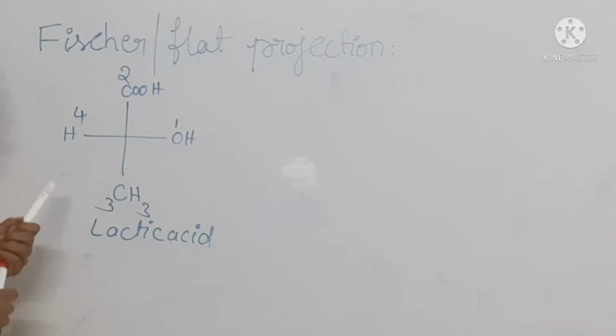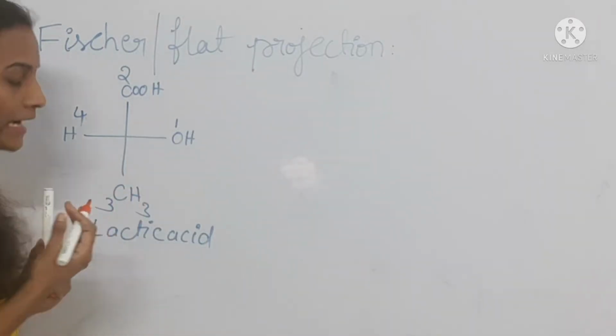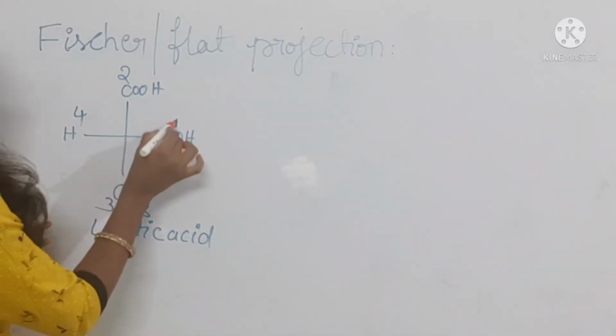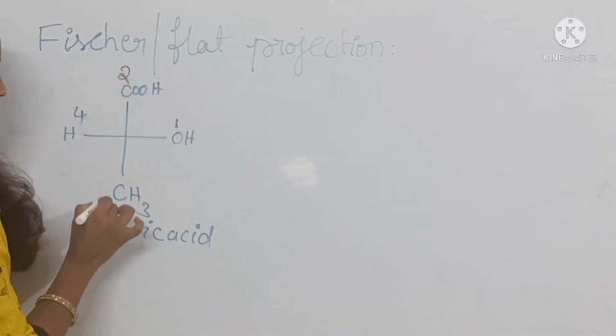Okay, so in which direction does the plane polarized light rotate? Just try to observe here. 1, 2, 3.